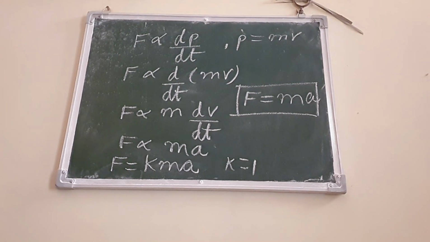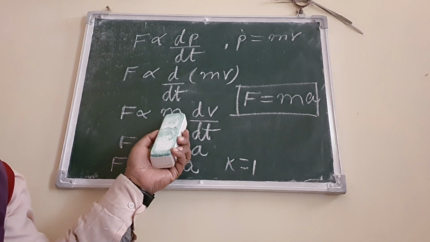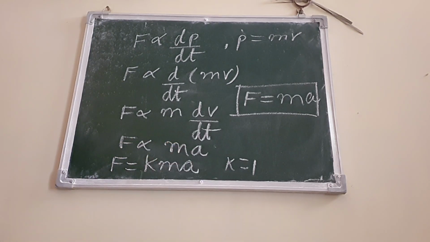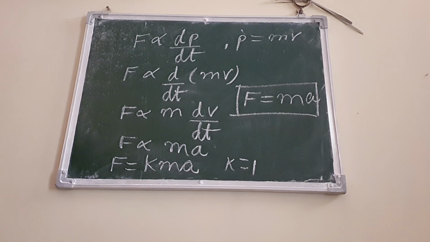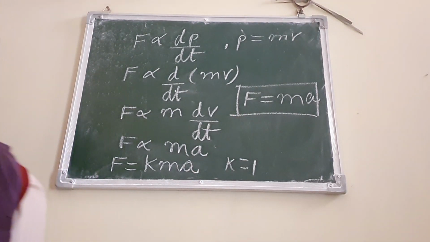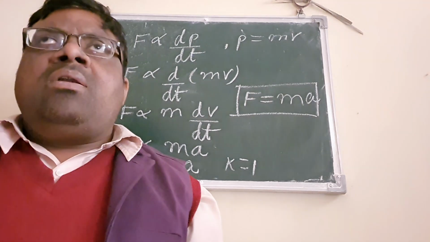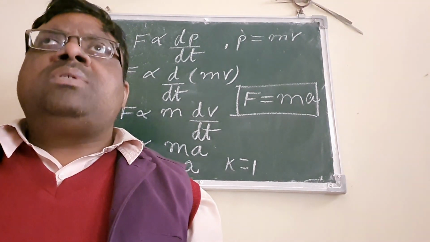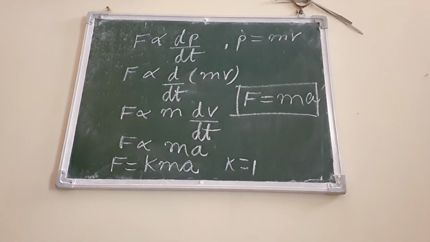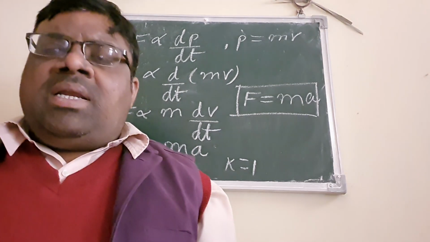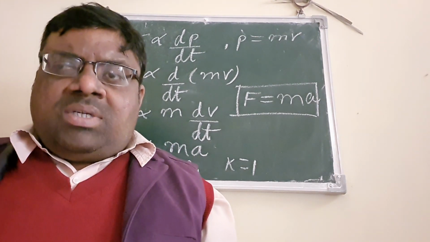F is directly proportional to the rate of change of momentum. So F is directly proportional to d upon dt of mv, where m is constant, dv upon dt. dv upon dt is the acceleration, that is a. So F is equal to kma, where k is equal to 1 for simplicity, then F is equal to ma. So if a force F is applied on a body of mass m, then it moves in the direction of the force with an acceleration a. So this is our mathematical statement of Newton's second law of motion.